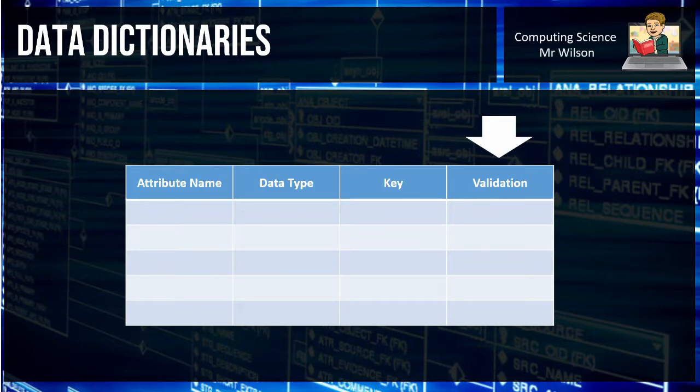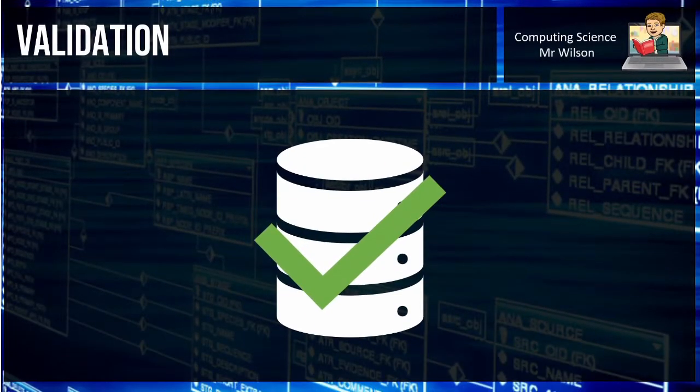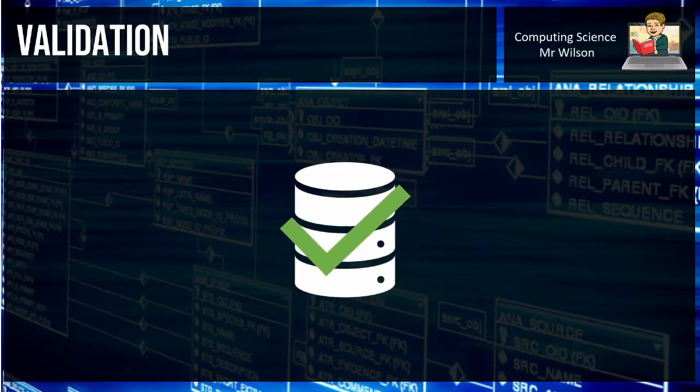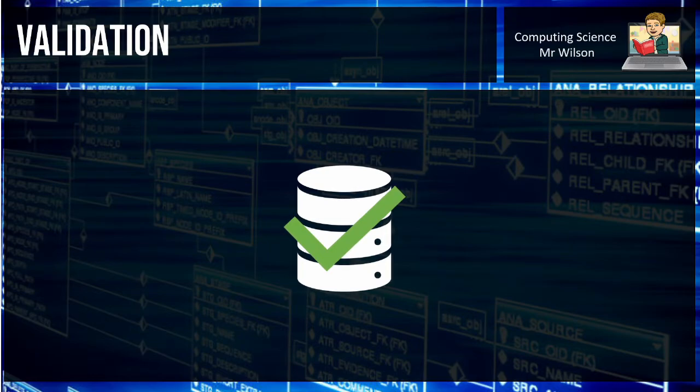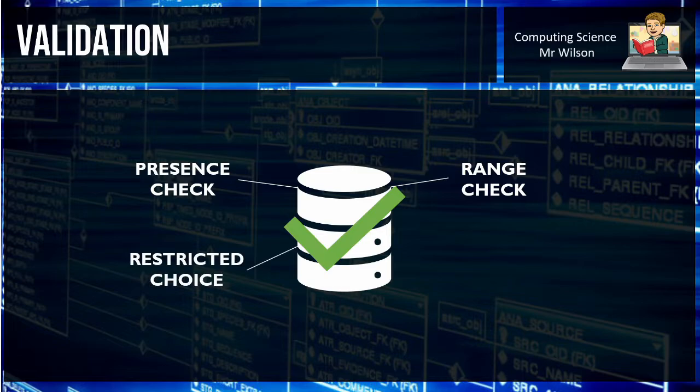One of the main benefits of using a computerized database to store data is that it's easier to make sure that the data is accurate. Remember, this is one of the implications of the GDPR. Database management software allows us to add validation rules to a database, which ensures that any data that is entered is accurate. There are 4 main types of validation: presence check, range check, restricted choice, and length check.